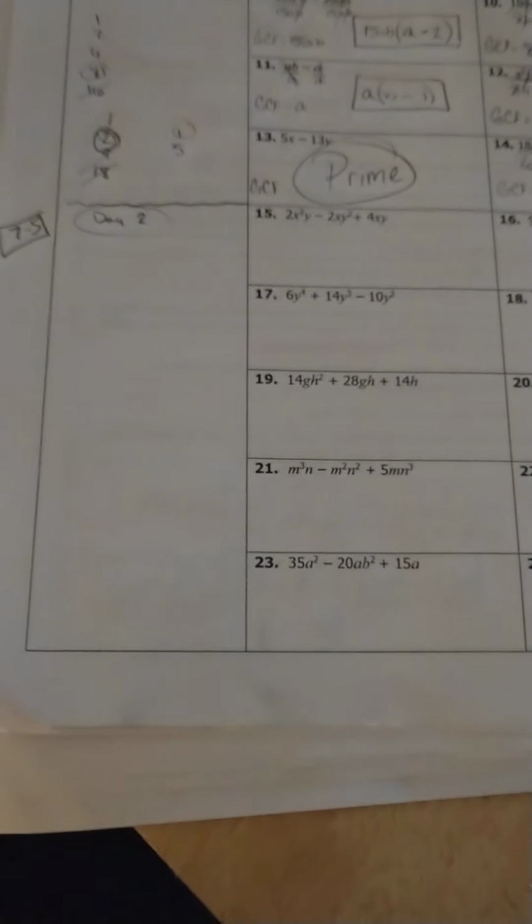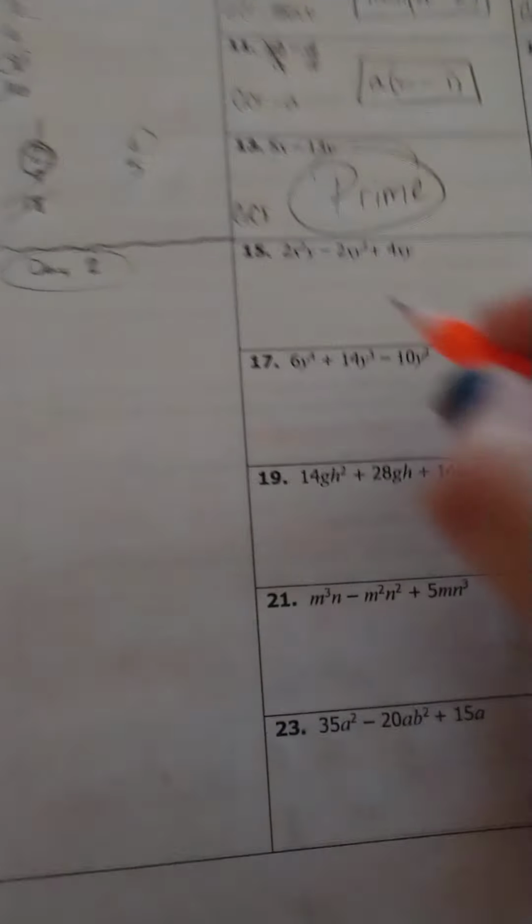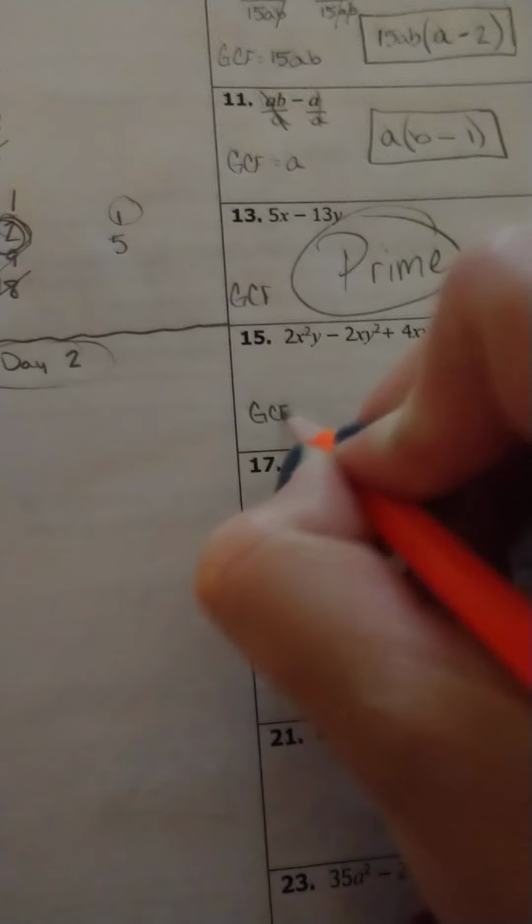7-5, day 2. So this is picking up where we left off in the last lesson. And like I said, I just split them because the videos were getting kind of long. So you're going to start by doing the same exact thing. So you need to find your GCF.